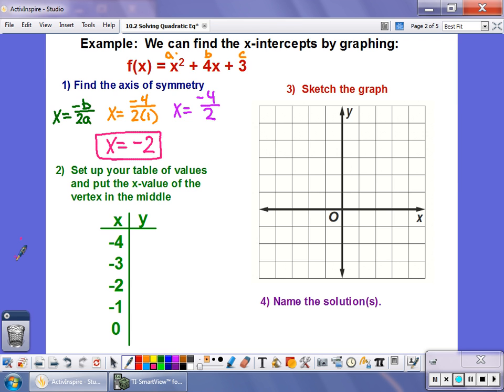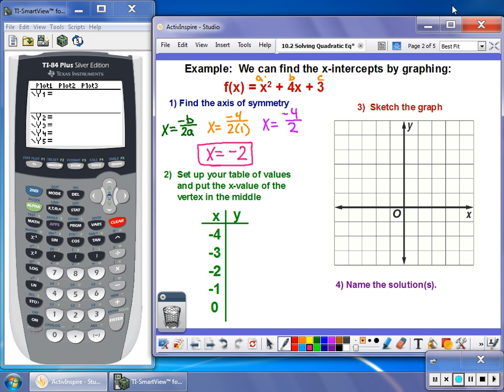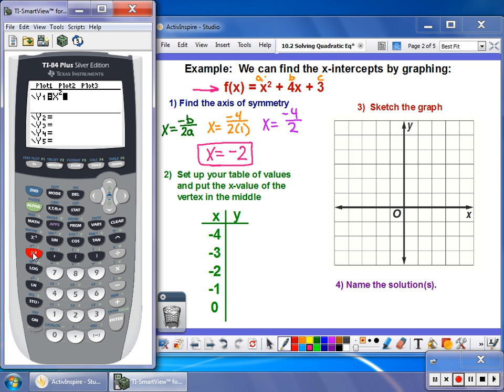Now when it comes to graphing, what we want to do from here is use our TI-83 to help us create a table of values. And the first thing I need to do is take the equation that I have right here and plug it into my calculator. So I'm going to have x squared plus 4x plus 3. Now to look at my table, I'm going to hit the second key and then the graph key, and it's going to come up with a table of values.